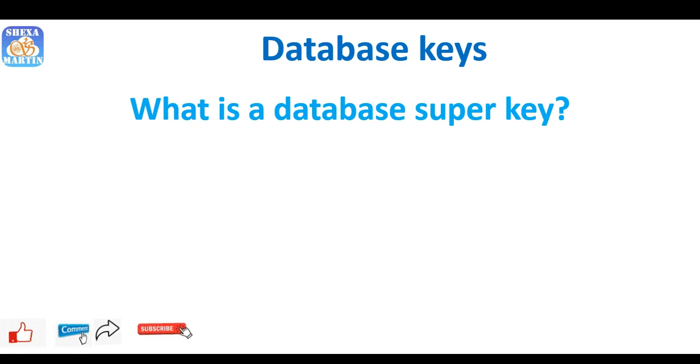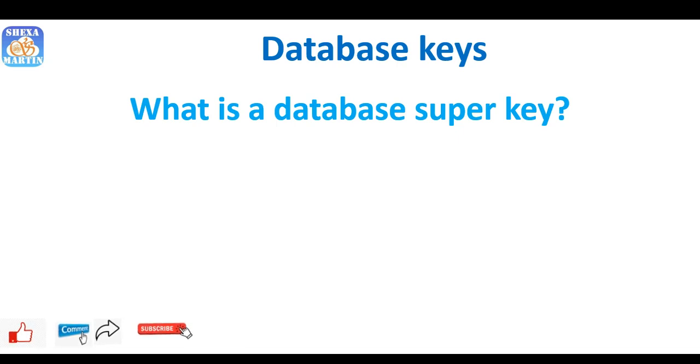And a primary key or a candidate key is the subset with the minimum number of columns for that table. So a primary key is a minimal super key. By minimal super key, we mean a super key is any subset of attributes of a table that uniquely identifies a record.